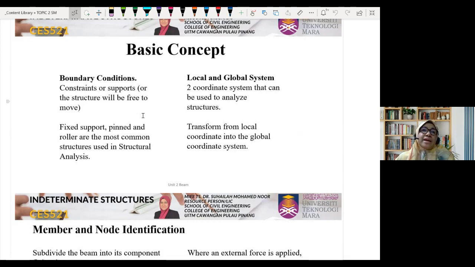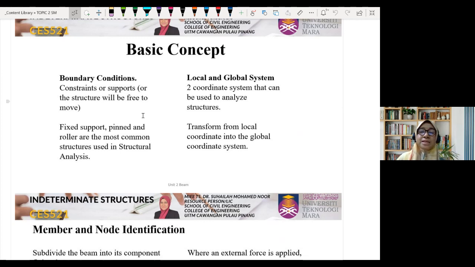The next concept that you need to understand is boundary condition. What is the meaning of boundary condition? Why do I introduce you to this term? Because in the software, you will see this term. Boundary condition is constraint or support. There are three types of support: fixed support, pin support, and roller support.